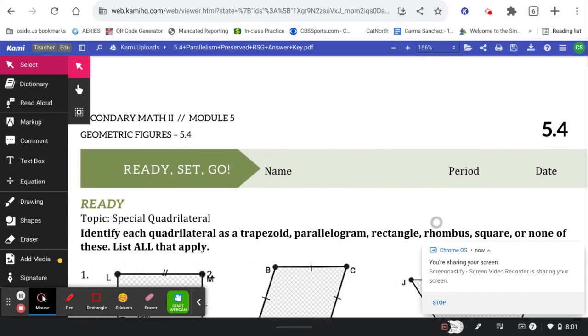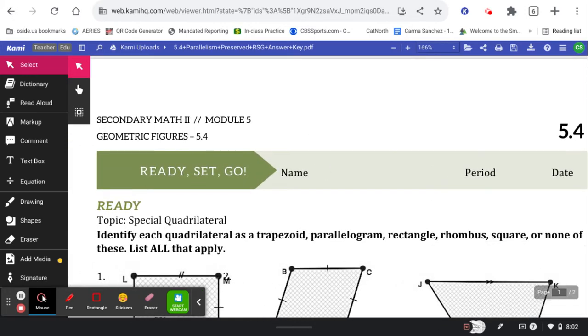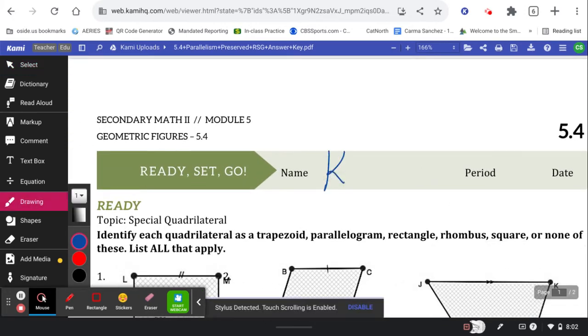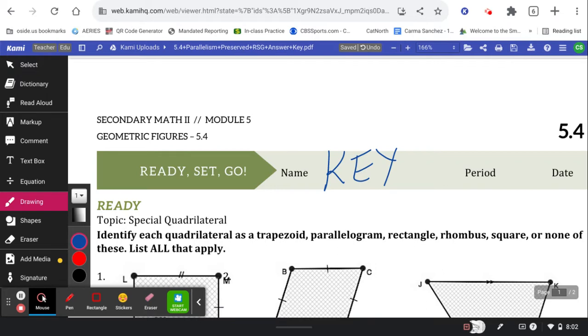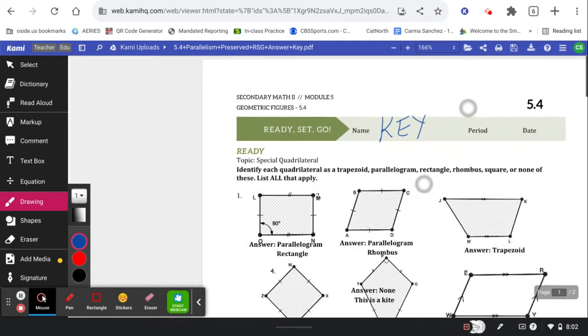Okay, for the 5.4 Ready, Set, Go, please pause this video and make sure you have tried this before you look at these answers, okay? These are short, identifying quadrilaterals. You should be able to try this. Do the entire Ready, Set, Go, the parts you can, read the instructions, and then go ahead and play this video, okay? All right, let's see how you did.